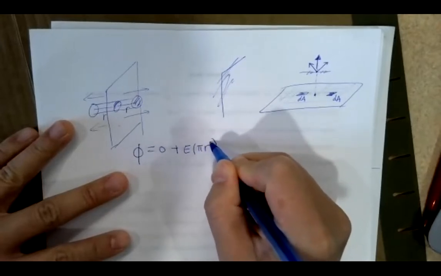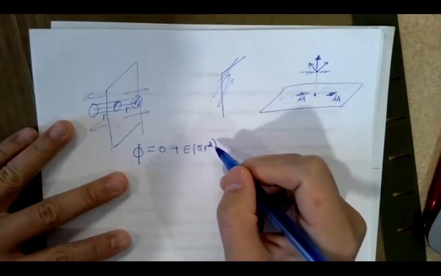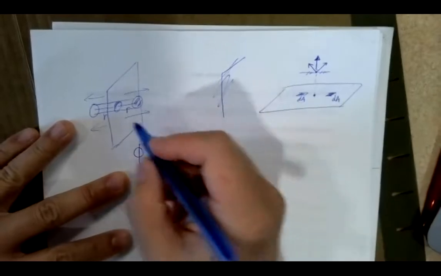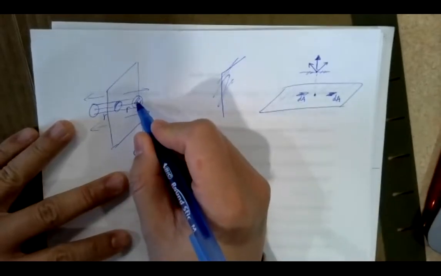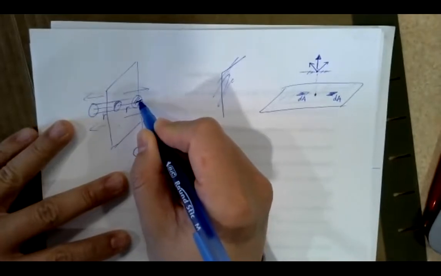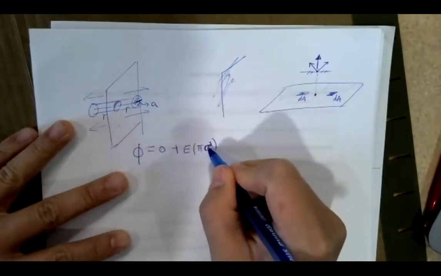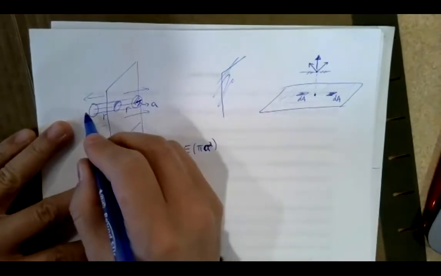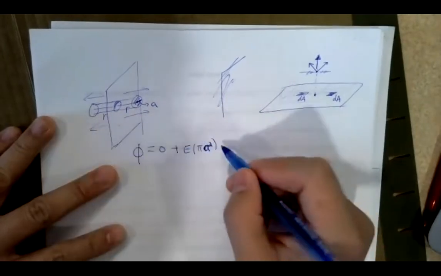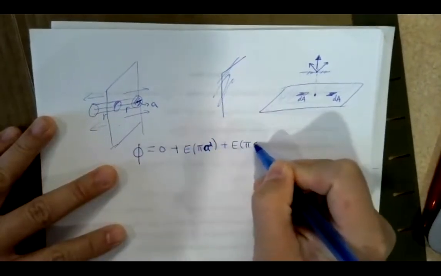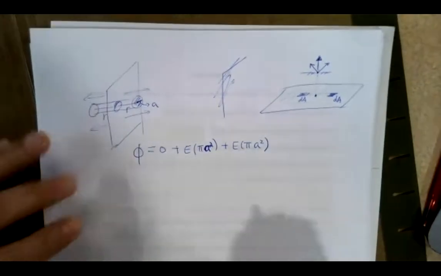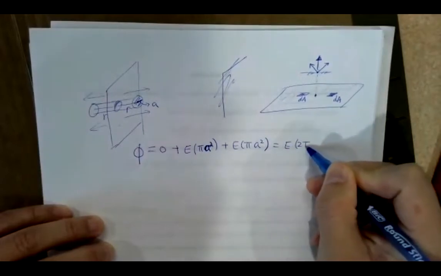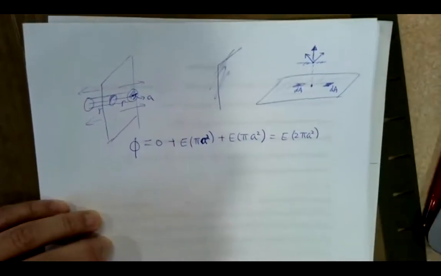The area for the bottom should be pi r squared, but I'm not using the appropriate notation here. If this is r, then we may use a different symbol for the radius. Let me call it A, so pi A squared. For one bottom here it is E times pi A squared, and for the other bottom over here it is plus E times the same pi A squared. So this is your flux: E times 2 pi A squared.